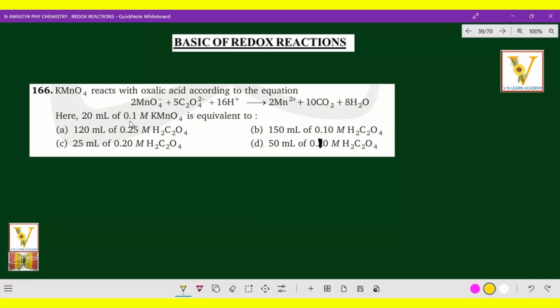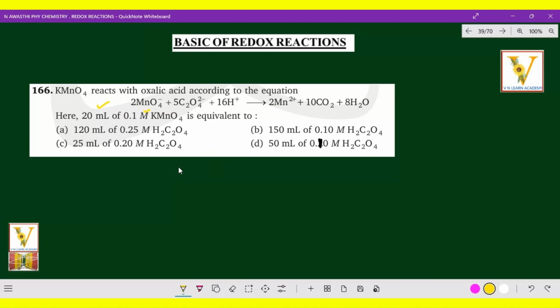Here 20 ml of 0.1 m KMnO4 is equivalent to. See, indirectly they are asking about what it is. They have given the volume of solution, molarity also they have given. Indirectly they are asking number of moles. So here in the balanced equation only they are mentioning 2 moles of KMnO4 requires 5 moles of oxalic acid. That means 20 ml of 0.1 m KMnO4, how many moles requires, that only as a question. Now they have given the options, according to that which option is correct.